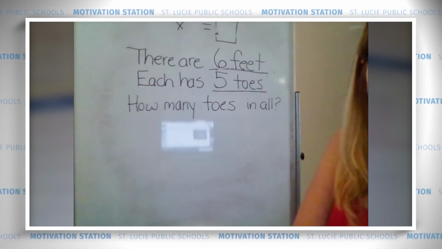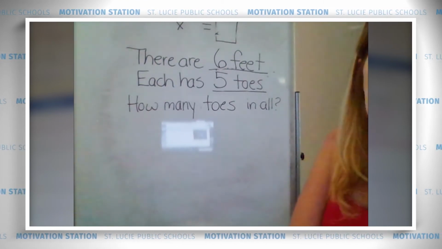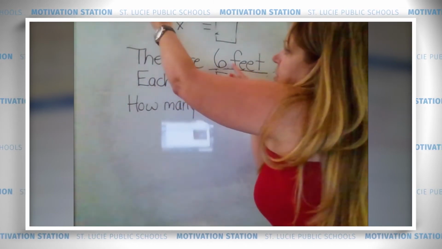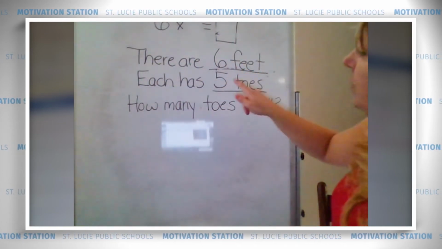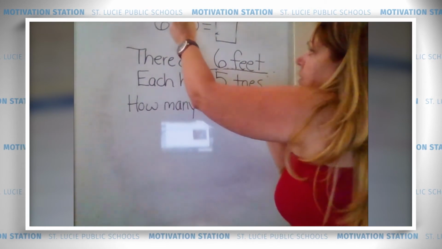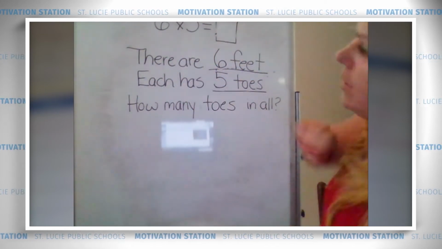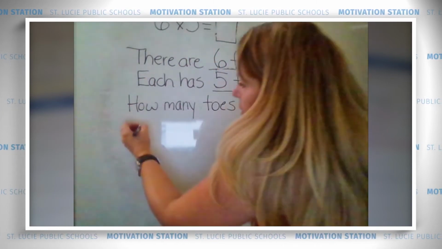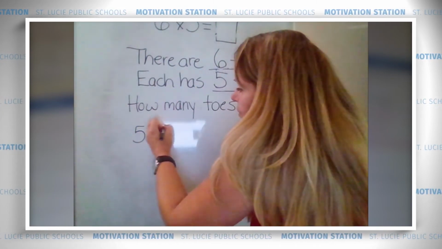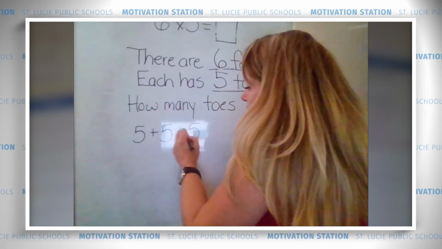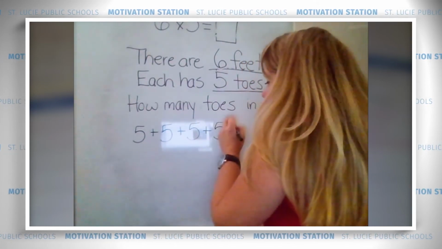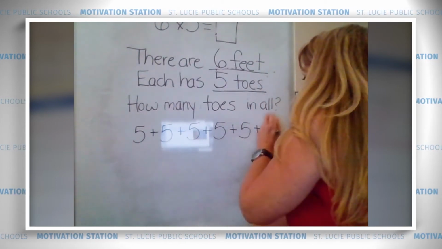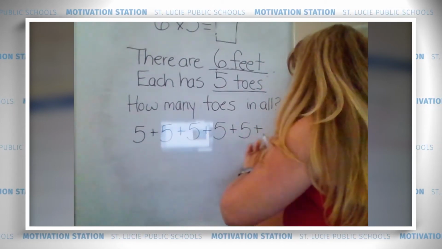That's step 1, reading the word problem. Step 2 is writing the multiplication equation. So I have 6 groups, 6 feet with 5 toes on each foot. And I'm going to leave that box there because I don't know the solution yet. Okay, so I'm going to write 5 toes on one foot, 5 toes on another foot, until I get up to 6 feet represented.